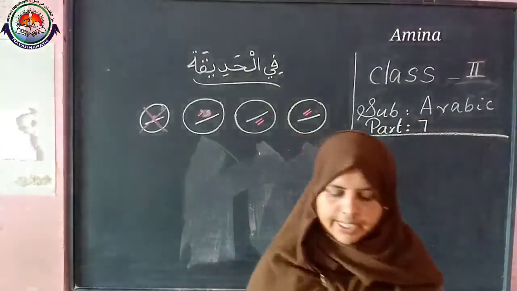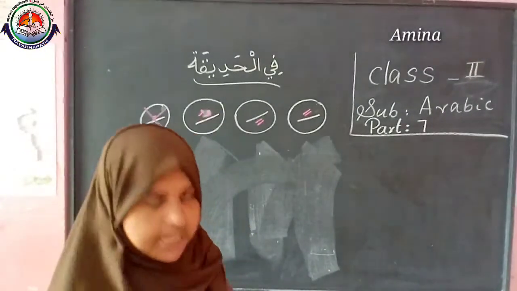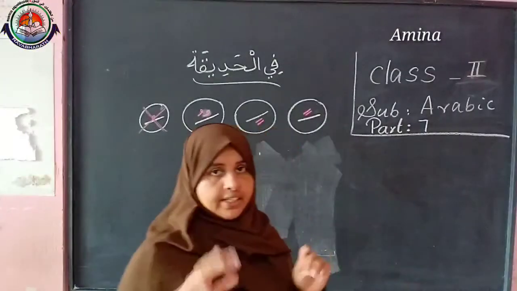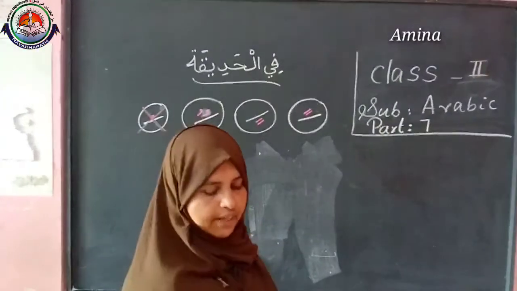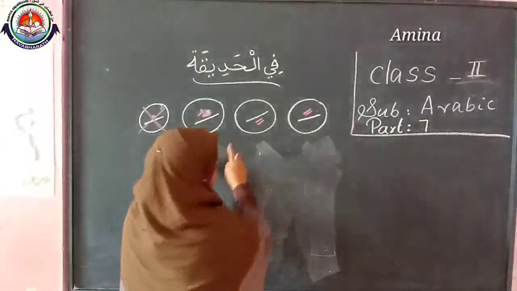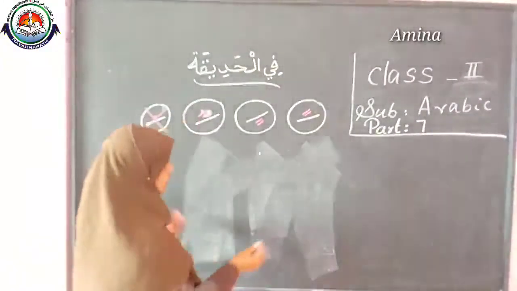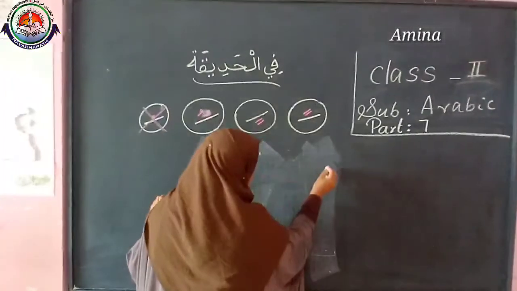Okay, the next one we can read in your textbook, page number 21. I will send it as PDF. We have to read some more words. We have to put these symbols above those letters. Okay, first I am writing the word.